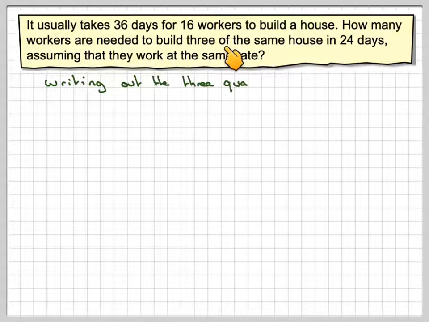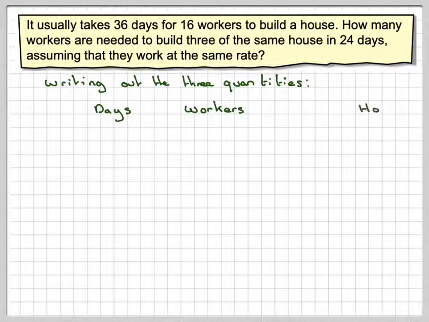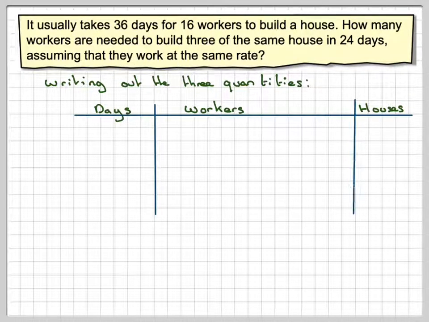We've got days, workers, and house. So we'll write those down. Days, workers, and house. Just going to move this one a little bit over because I'm going to write some things in here. Right, in the beginning we've got 36 days, we've got 16 workers, and we're going to build just one house. We want to know how many workers we need for 24 days.